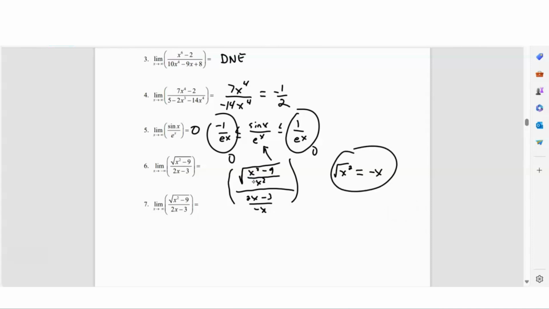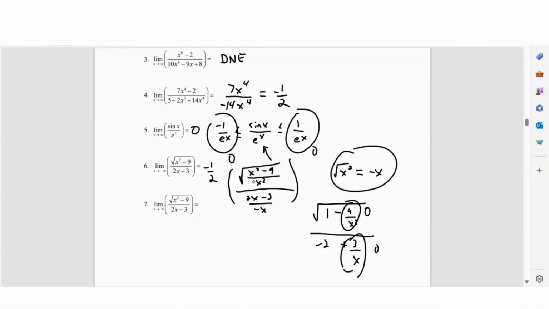Well, when we simplify this, we get 1 minus 9 over x squared in the numerator, and we get negative 2 plus 3 over x in the denominator. Well, as x approaches negative infinity, this approaches 0 and this approaches 0. So we get the square root of 1 over negative 2, so this answer would be negative 1/2.